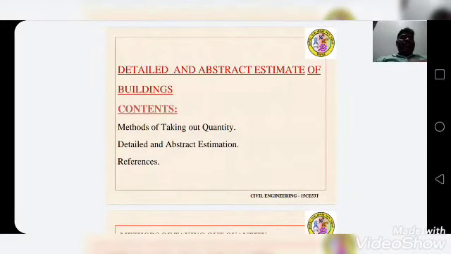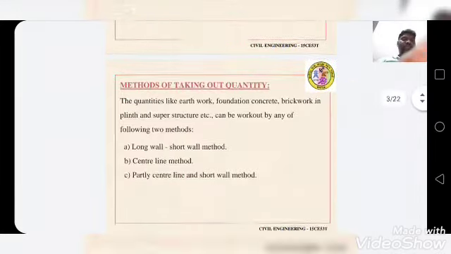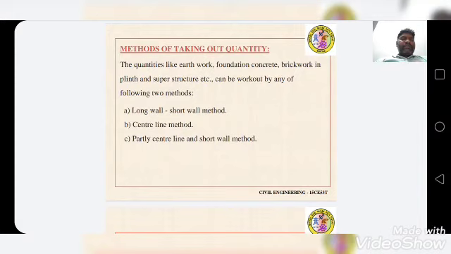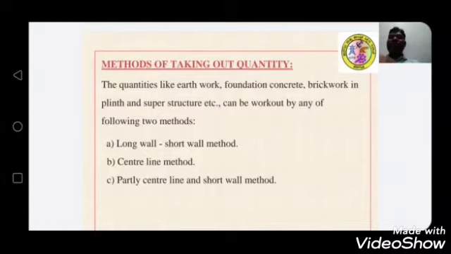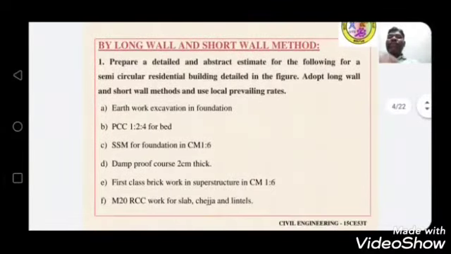Detailed and abstract estimate of building, methods of taking out quantity, detailed and abstract estimation references. Center to center line method, and partly central line and short wall method. By long wall and short wall method, prepare a detailed and abstract estimate for the following hexagonal residential building detailed in the figure. Adopt the long wall and short wall method and use local prevailing rates for earthwork.